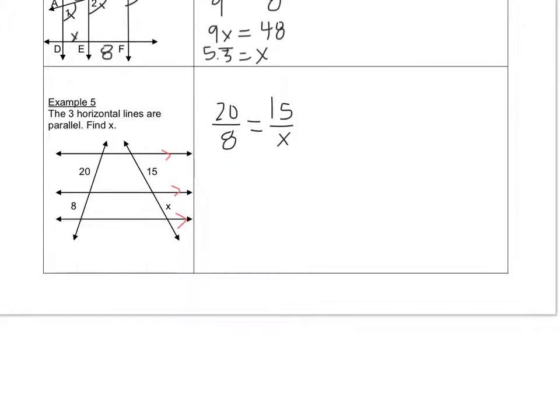They are equivalent fractions. Okay, let's multiply 8 times 15. 8 times 15 is 120. And 20 times x is 20x. If you divide by 20 on both sides, you'll get x equals 6. That means that this little section down here was 6.